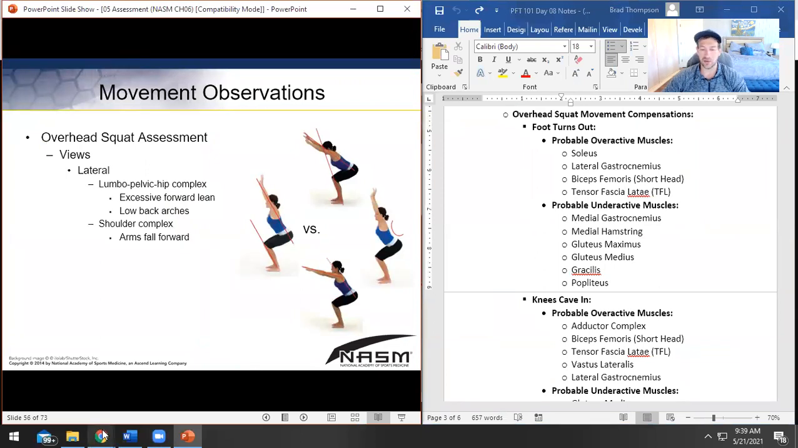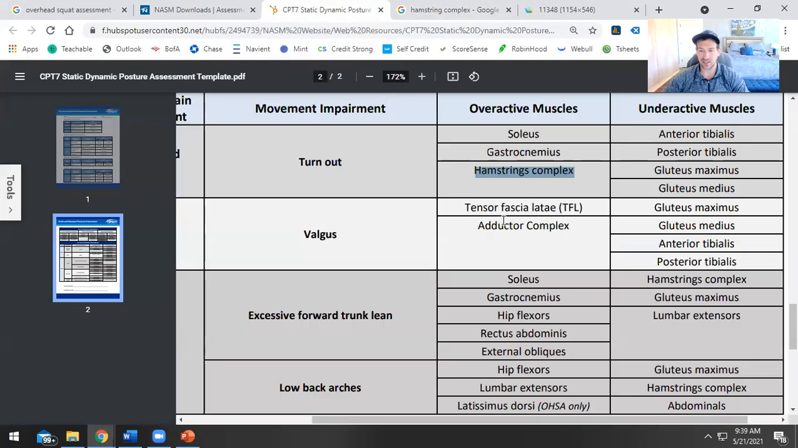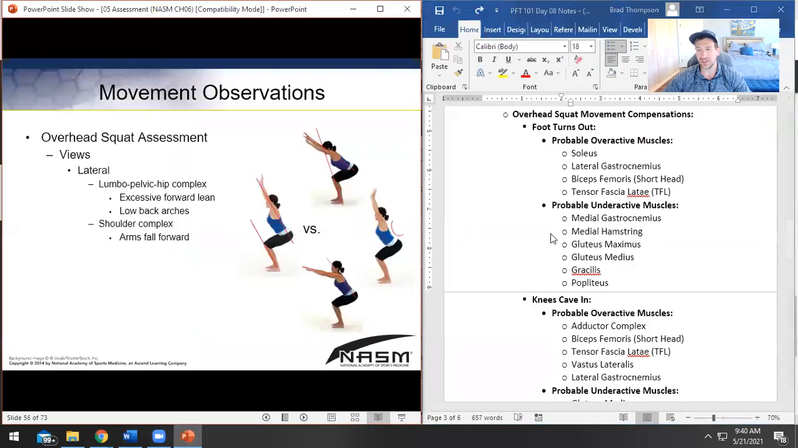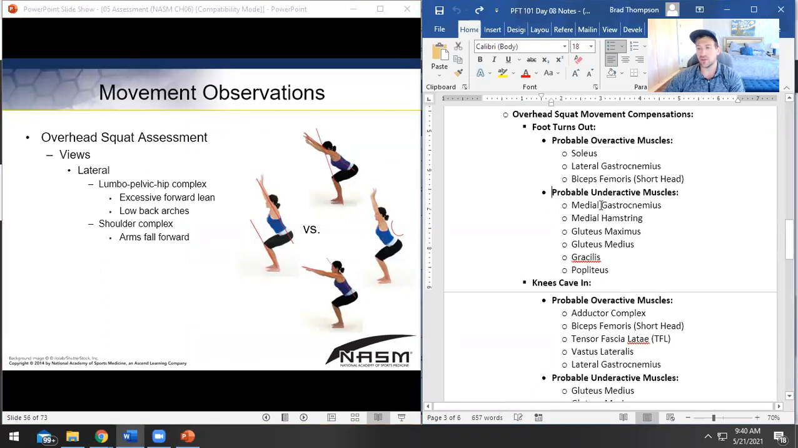And then one that they're not including on here because it's the basic list is the TFL. The TFL is also going to be very commonly overactive in clients whose feet turn out, especially when the knees cave in simultaneously. So a lot of times feet turning out and knees caving in happen kind of simultaneously, which is why we're going to see the TFL show up. That often deserves to be on both lists. But again, this is sort of the watered down version. So in the watered down version, it looks a little bit more like that.